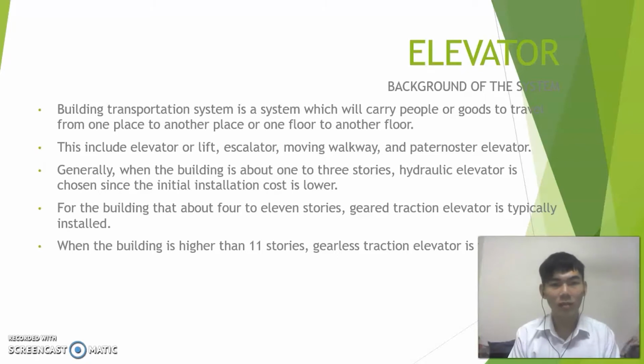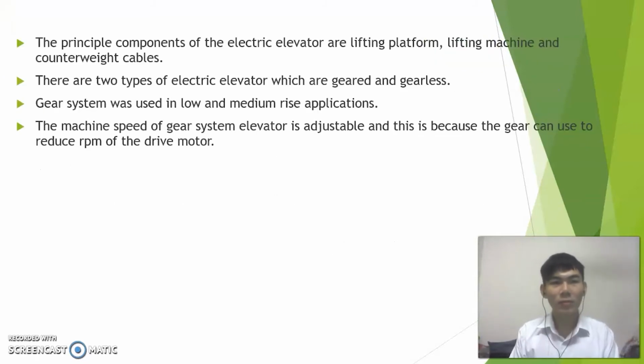Generally, when the building is about 1 to 3 stories, a hydraulic elevator is chosen since the initial installation cost is lower. For buildings above 4 to 11 stories, the traction elevator is typically installed. When the building is higher than 11 stories, another type of traction elevator is installed. The principal components of the electric elevators are the lifting platform, lifting machine, and counterweight cables. There are two types of electric elevator, which are geared and gearless.